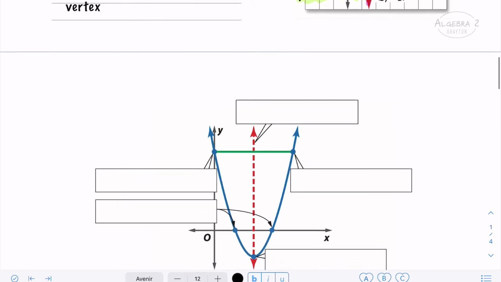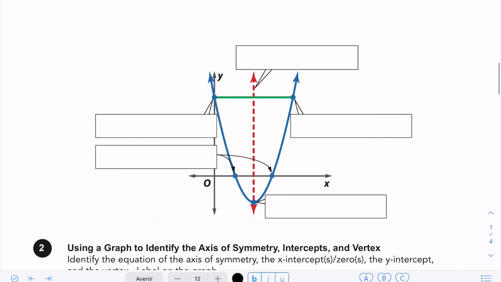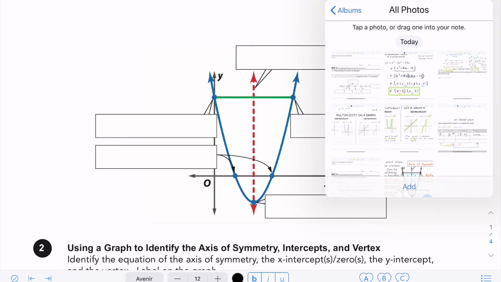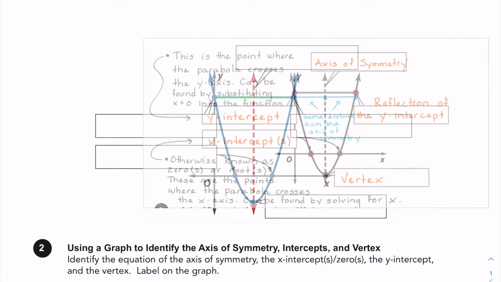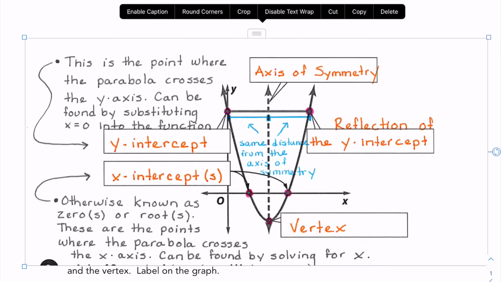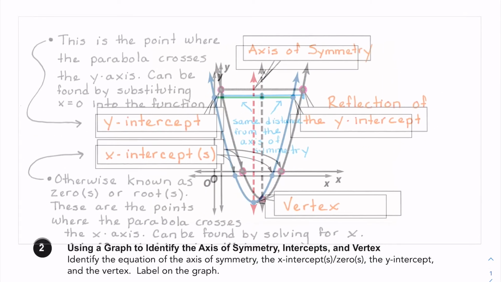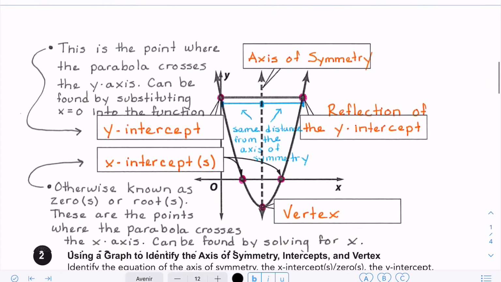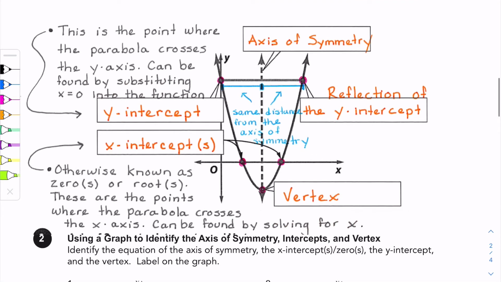Looking at and labeling key parts of a parabola. Okay, so we have our axis of symmetry, which we talked about previously. The axis of symmetry is the line right here that is equal distance from each side. It divides the parabola strictly or perfectly in half.